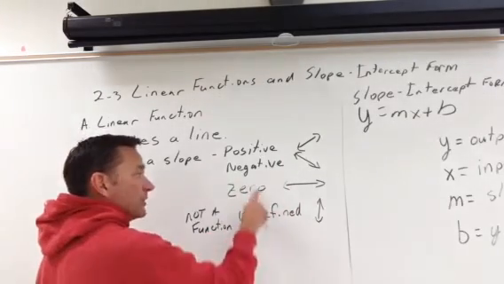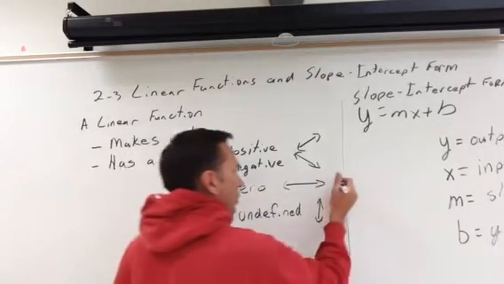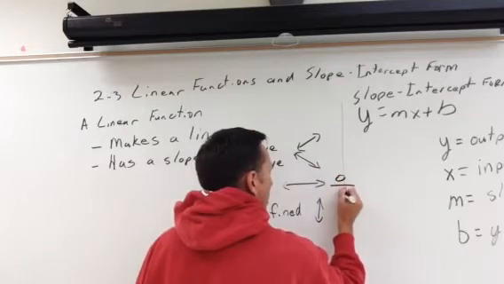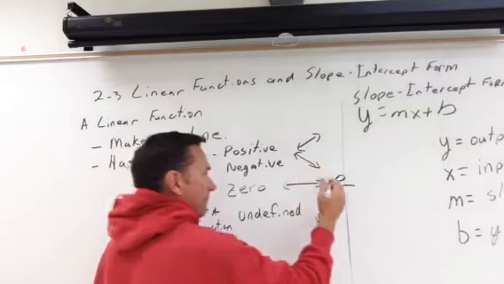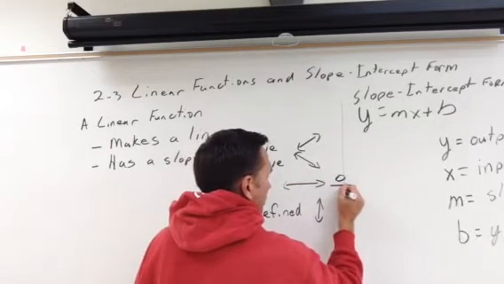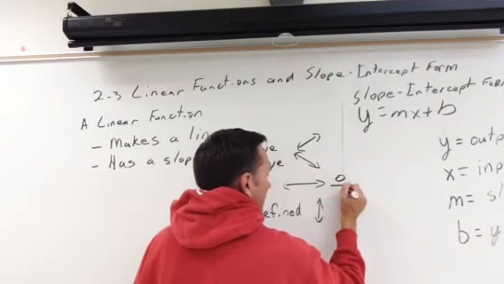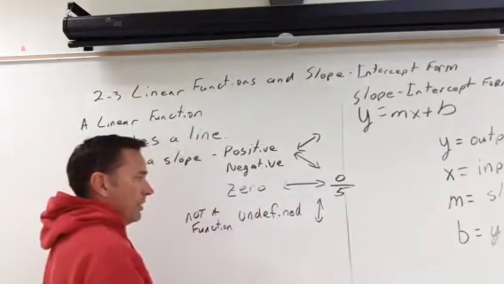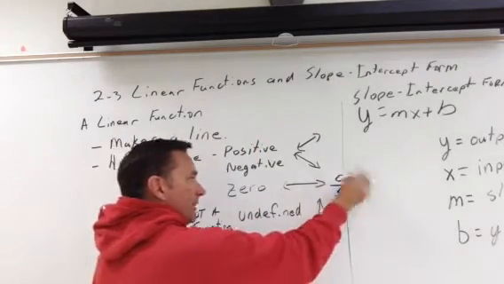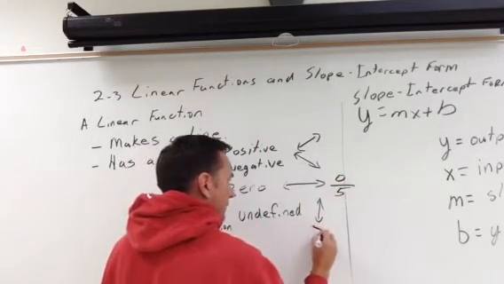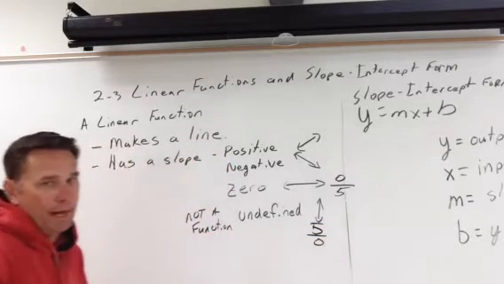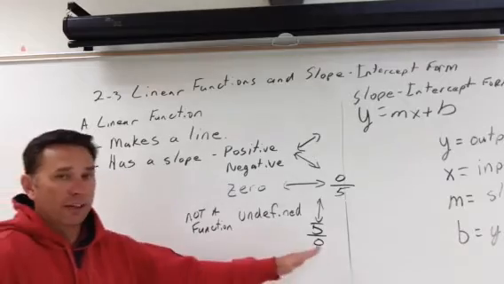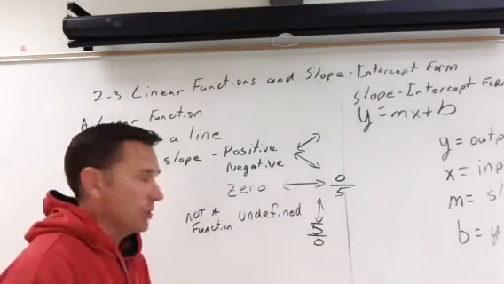Now the big difference between a zero and an undefined slope: a zero slope will have a zero on the top as far as how much we rise up, and then how much we run over, this can be any number. That will give you zero. Undefined, it's going to be kind of flipped. An undefined slope, the 5 will be on top, but the 0 will be on the bottom. And if you see this in a calculator, it will give you an error message.